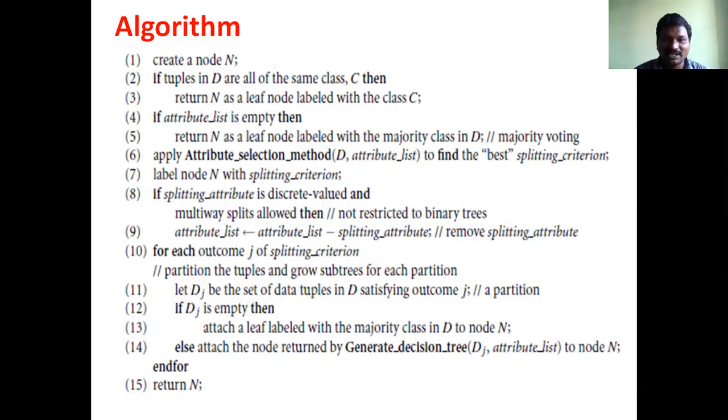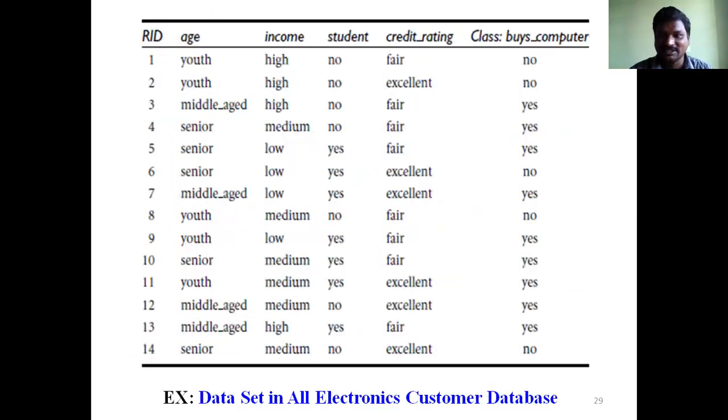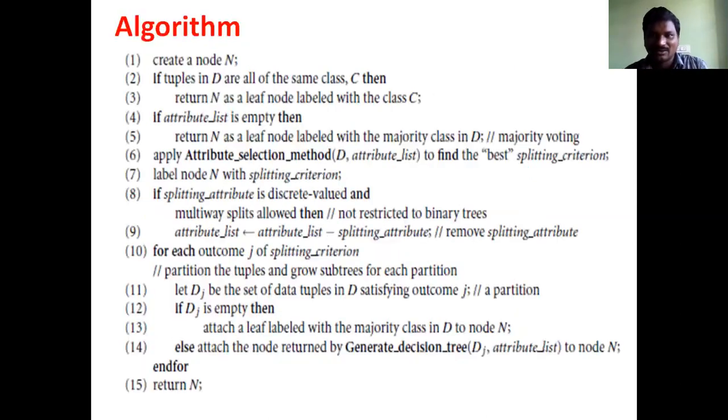If the tuples in D are all of the same class, for example, all are no. Here in the previous data set, the class label, buys computer, some of them are yes, some of them are no. If all are no, then return N as a leaf node. That means it is simply a no leaf node here.